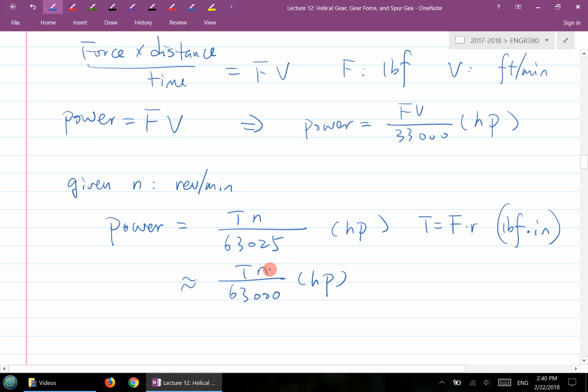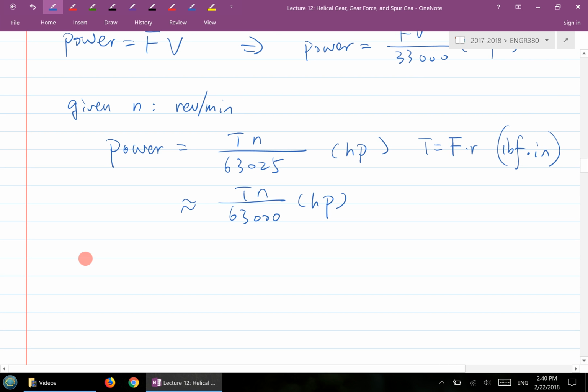So that's the set of formulas. You should remember this one, particularly for your calculations. Let's take a look at an example. By the way, I don't know if you remember how much 1 horsepower is equal to in terms of watts. 746. Good.